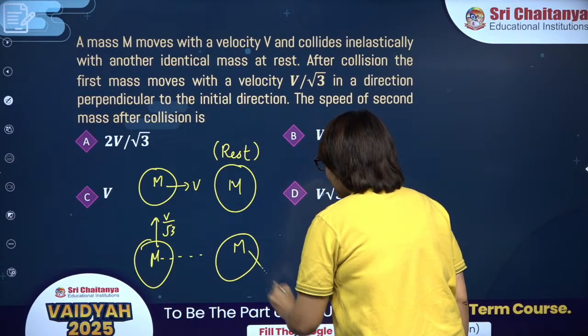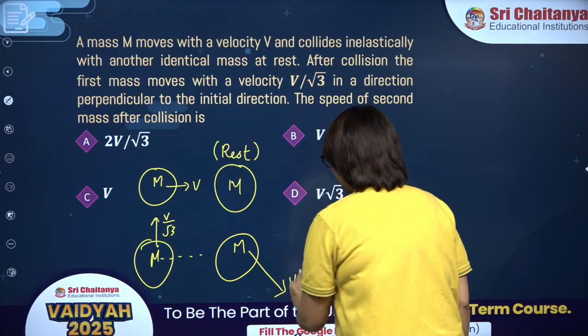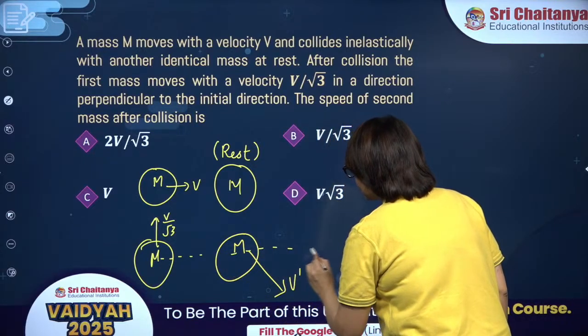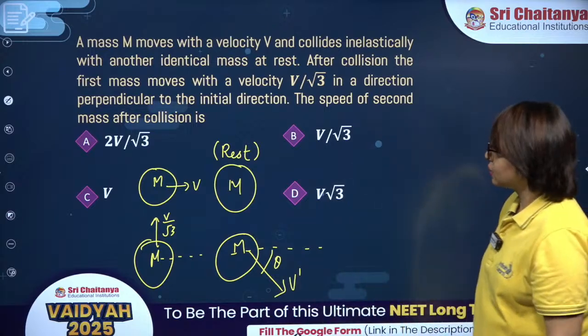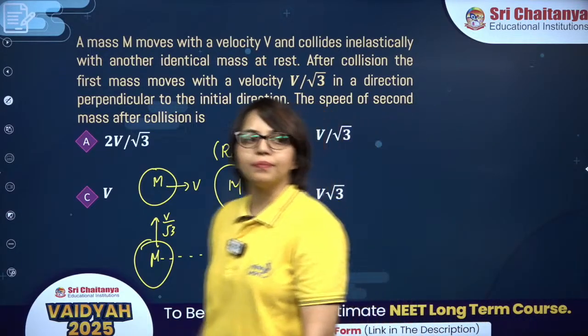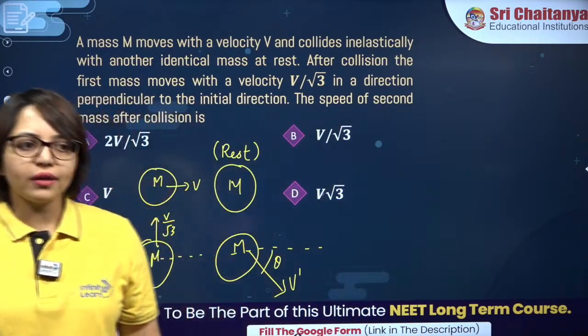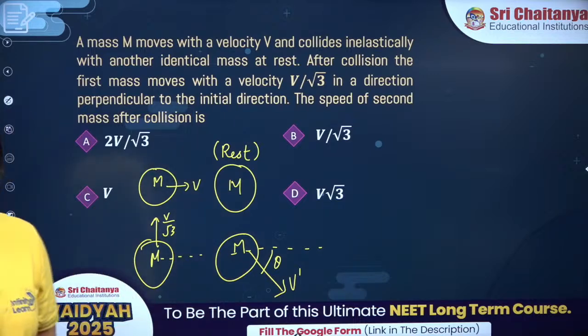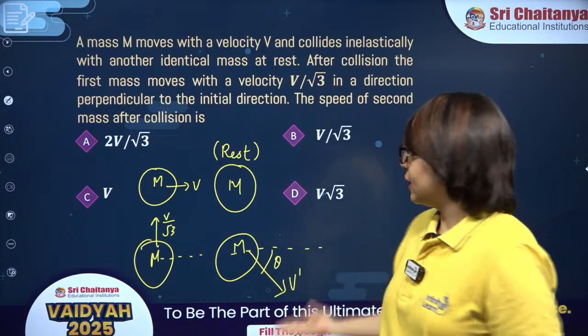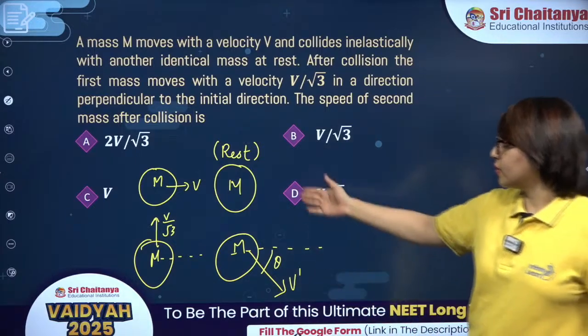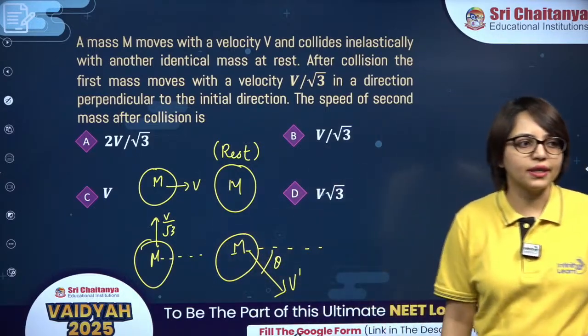You can assume that it is v dash and it is going at an angle theta with respect to horizontal, right? So this is a two-dimensional collision. So you can't assume either horizontal or vertical velocity. You have to assume at an angle theta. Whatever theta will be there, you will get it after solving the question. Fine, option C, option D.